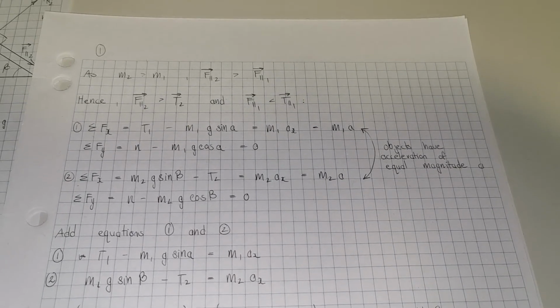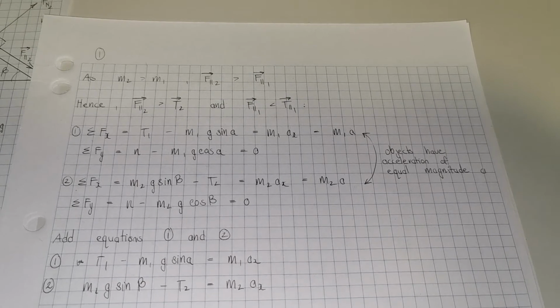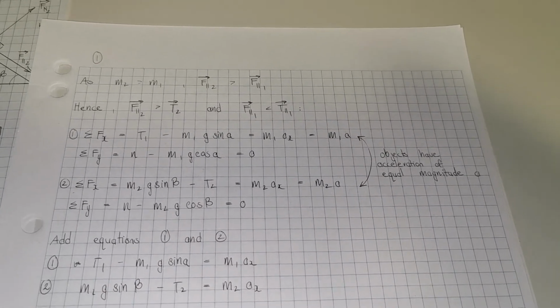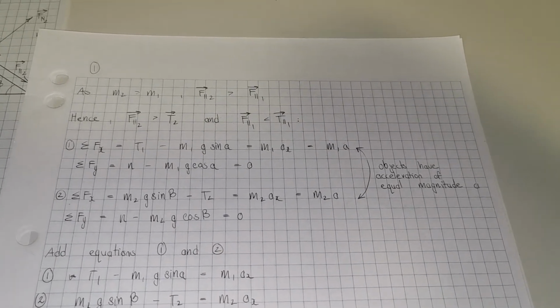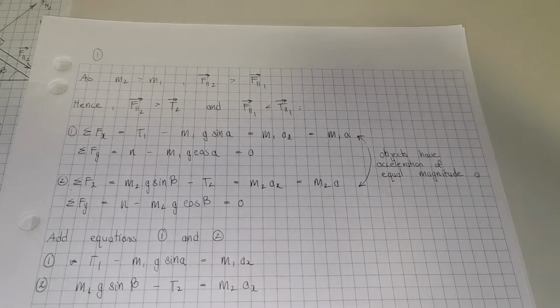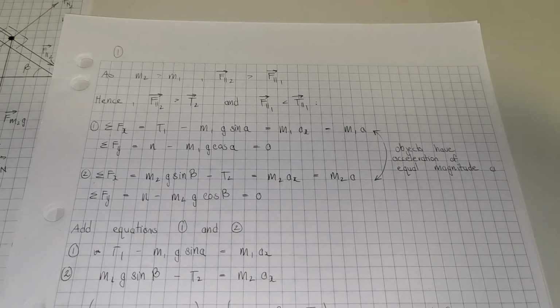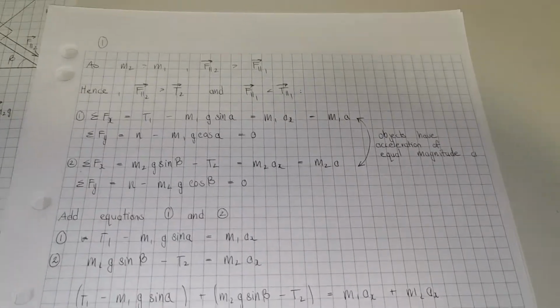Tension for mass 1 is equal to the tension force for mass 2, because it's the same tension force acting due to that pulley. As one mass is moving downwards, the tension force will be equivalent to that force acting parallel to the plane, because it's sort of an equal act happening there.